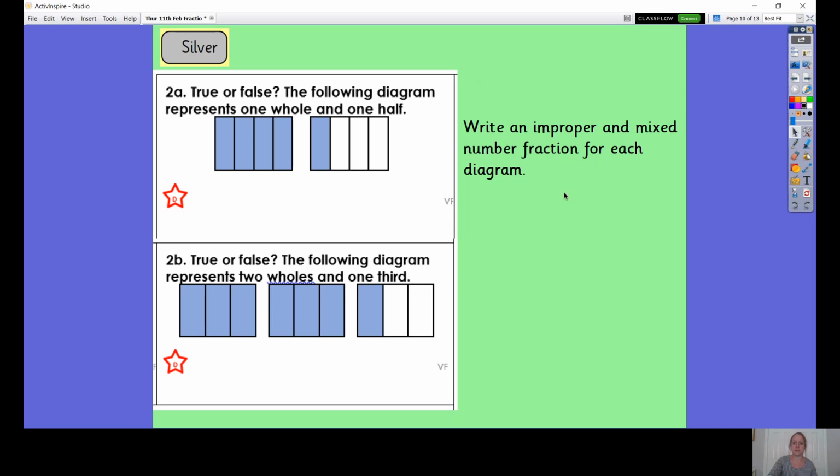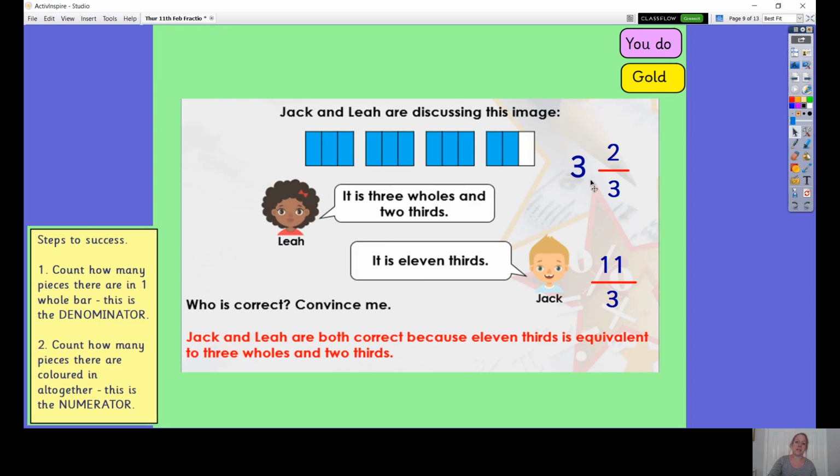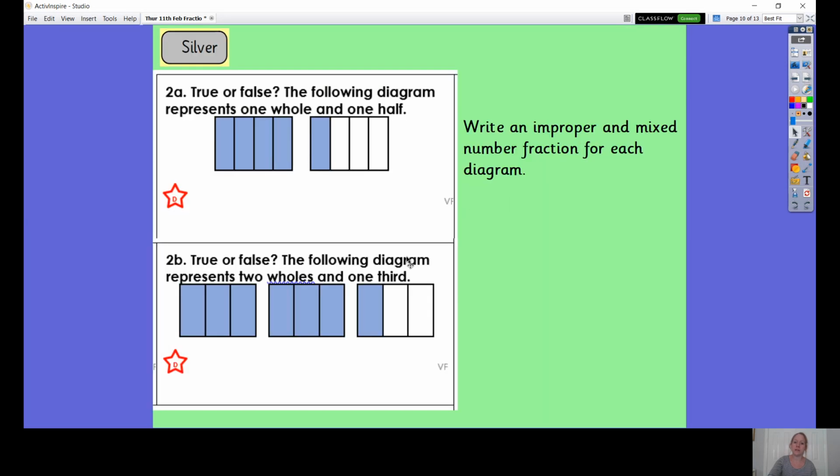And then this is just an extra little silver challenge today. Write an improper and mixed fraction for each diagram. So if you look back here, this is my mixed number that I did for that one, and this is my improper fraction. I just want you to have a little go at these two and see if you can do an improper fraction and a mixed number fraction for each one.